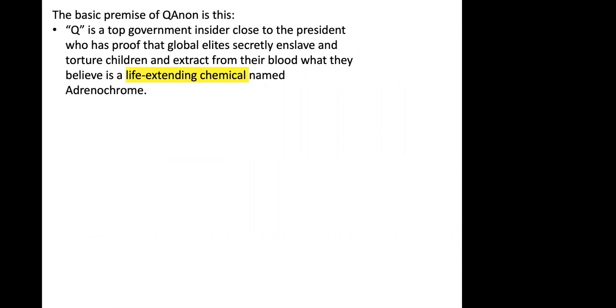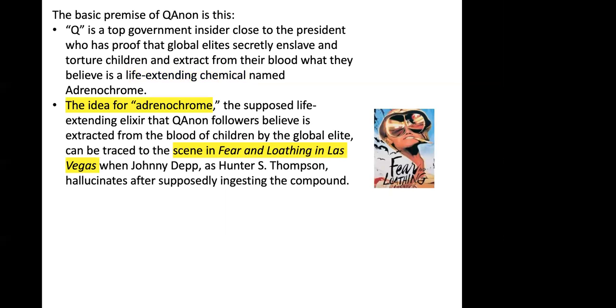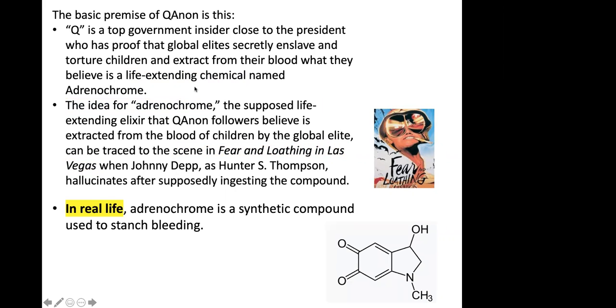So the basic premise of QAnon is that a top government insider, Q, is close to the president, and he has proof that global elite secretly enslave and torture children, extract their blood for a life-extending chemical named adrenochrome. Now, adrenochrome, where did this come from? It comes from a movie. It's from a scene in Fear and Loathing in Las Vegas. That is the inspiration for this life-extending chemical. Now, in real life, it's a synthetic compound. Here's the molecule for it.